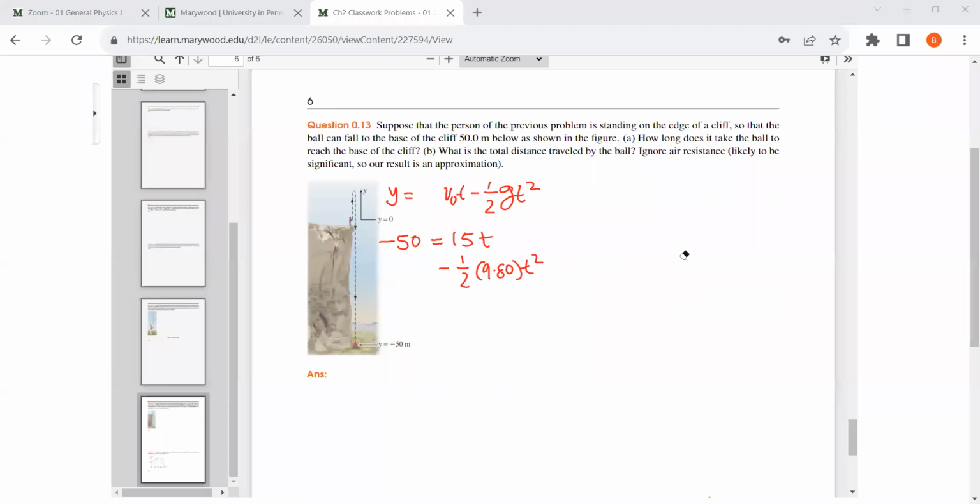So what we get here is minus 50 equal to 15t, and then minus, if I divide 9.8 by 2, it gives me 4.90 t square. Now it looks like a quadratic equation. So let me rewrite this quadratic equation as this. Let me take all the terms on the left hand side. So we get something like this.